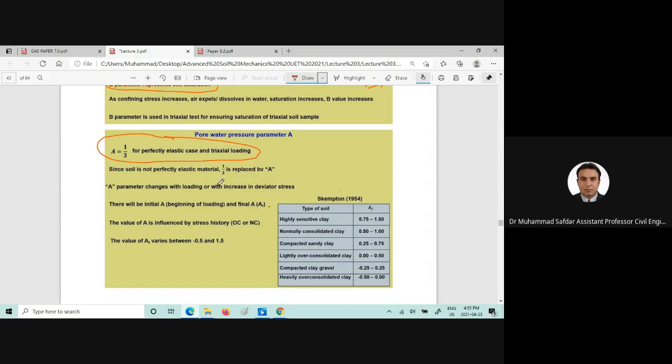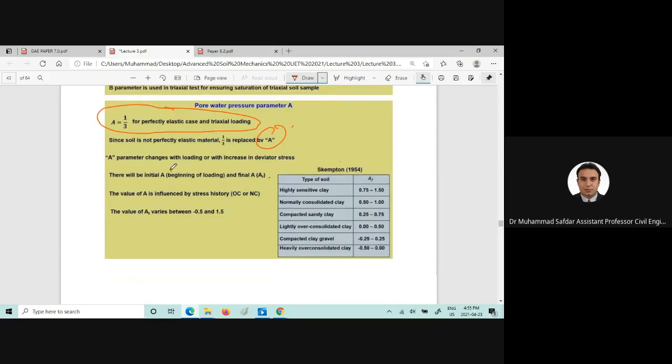Therefore, 1/3 is replaced by a parameter A. For the start of the shearing stage, it would be the A parameter, but at the end of the shearing stage, it would be the AF parameter, where the parameter A is taken at the final or failure state of that soil.